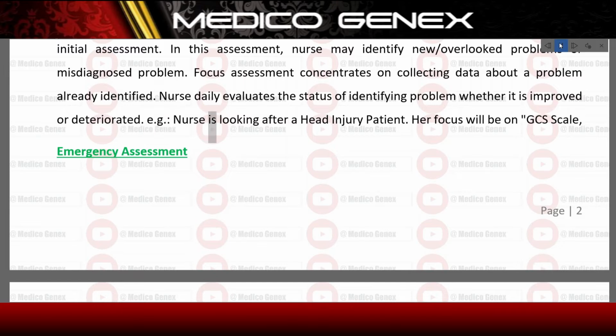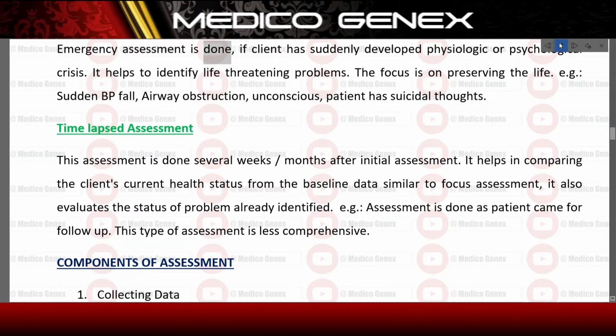E.g., a nurse is looking after a head injury patient. Her focus will be on the GCS scale. Emergency assessment. Emergency assessment is done if the client has suddenly developed a physiologic or psychological crisis. It helps to identify life-threatening problems. The focus is on preserving the life. E.g., sudden BP fall, airway obstruction, unconscious, patient has suicidal thoughts.